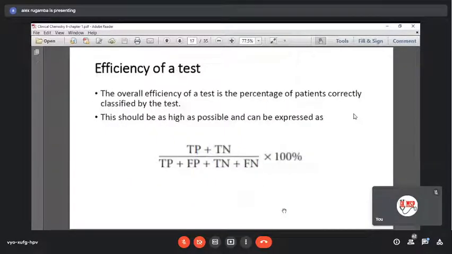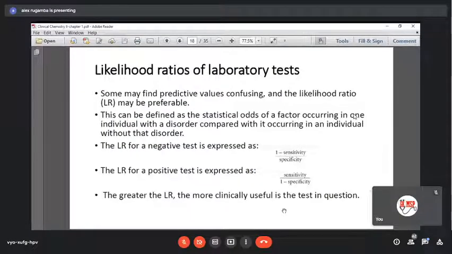The efficiency of the test is how to measure the efficiency of the test. You take true positive plus true negative, and then you get the result like that. So the formula is very easy. And if you read the slide, you will understand more. So I think there is no need to go through all the slides, and they are understandable. Okay.